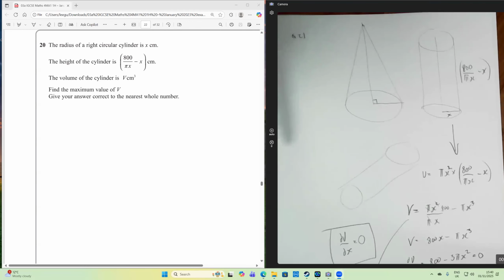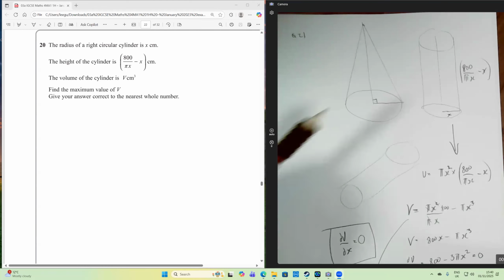Hello everyone, we've got a 5-mark question here which involves some differentiation, and this is for IGCSE and it's question 20 from 2023, paper 1 I think.